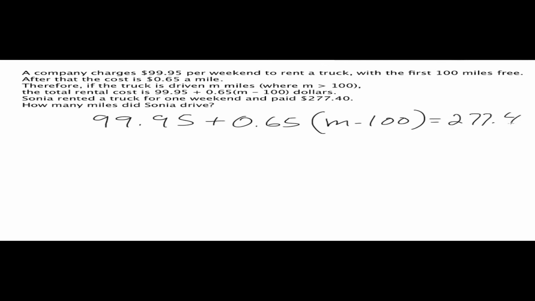Well, we now know something here. We know that $99.95 plus 0.65 times (M minus 100) is equal to 277.40. So we know what this is equal to. We just have to isolate the variable. And first things first, let's use the distributive property and multiply it through here.